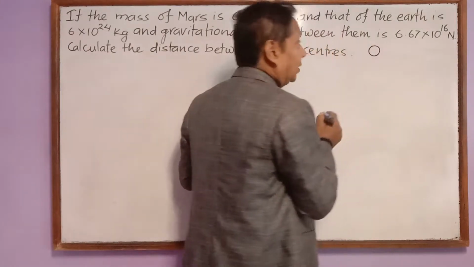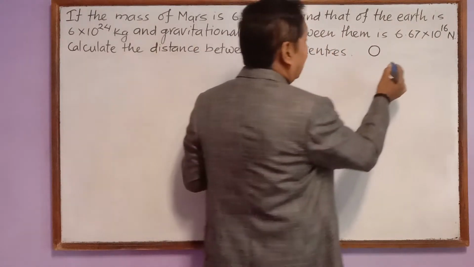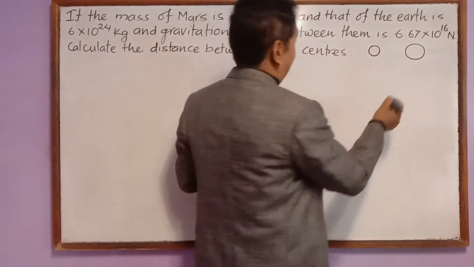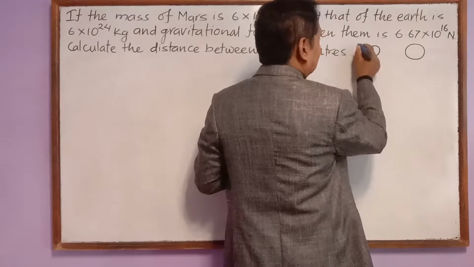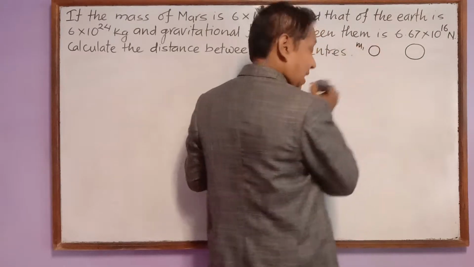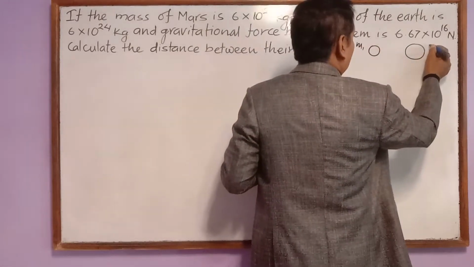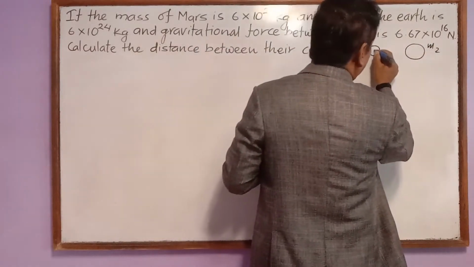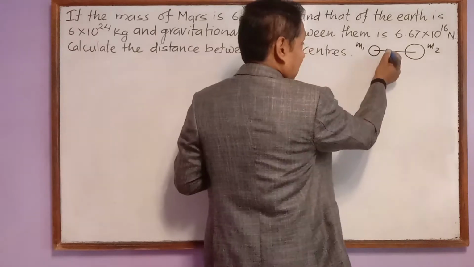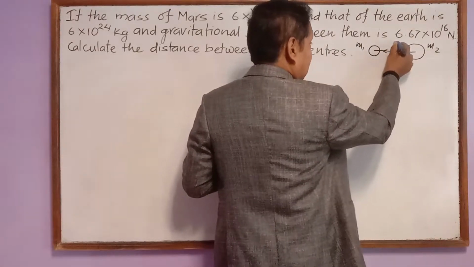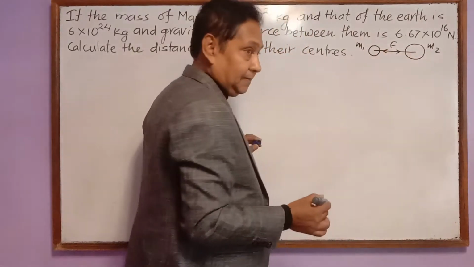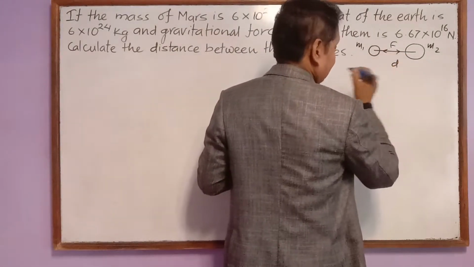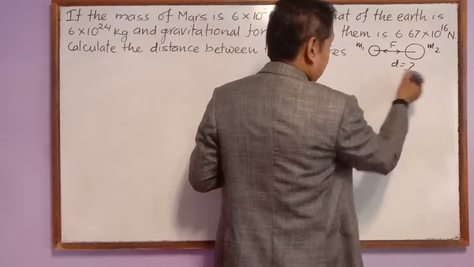This is, let's say, the mass of Mars, and this is another mass, let's say the mass of Earth. The mass of Mars can be taken as m1, and the mass of the other can be taken as m2, and the gravitational force between them, center to center, is F. These three are given, and what is the question? What is the distance between their centers, D? Now D is the question.